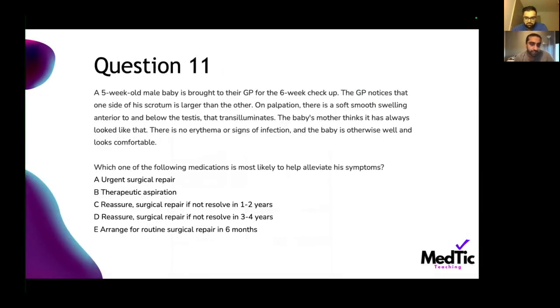So would you do an urgent surgical repair, therapeutic aspiration, reassure and surgery if not resolved in 1 to 2 years, reassure and surgery in 3 to 4 years, or arrange a routine surgical referral in 6 months? So I'll give you another 45 seconds or so. I think I ended up copying the question from the one before. My apologies, but what is ideal treatment?